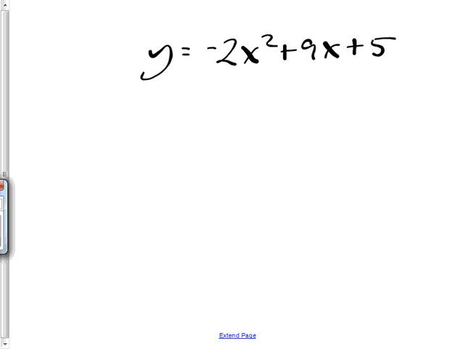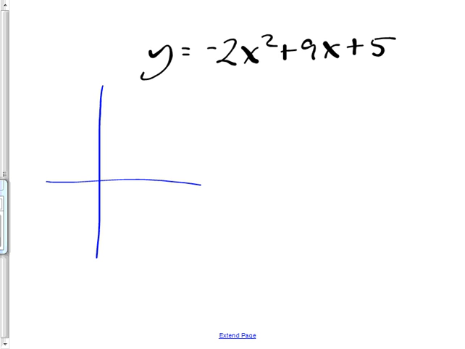Back to our problem from the beginning. Would you please tell me what the y-intercept is? The y-intercept is 5. Finish this sentence. The y-intercept is where what? X equals 0. Okay. Stay focused. The y-intercept is where x equals 0.